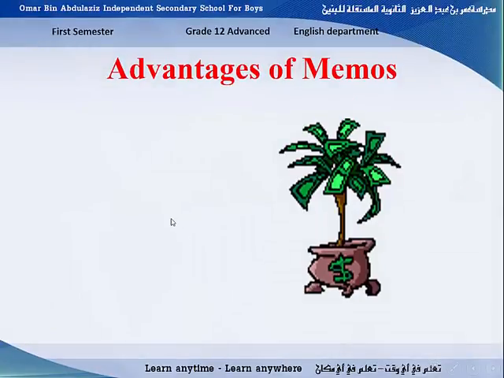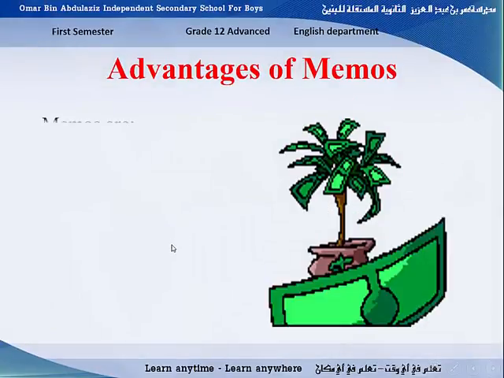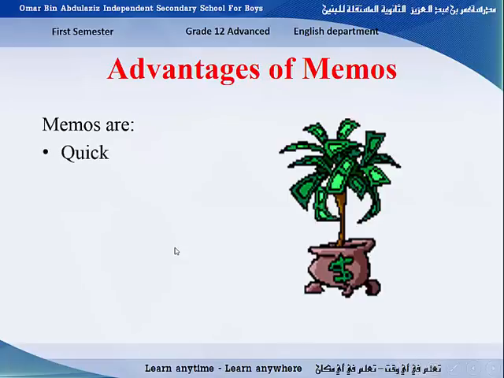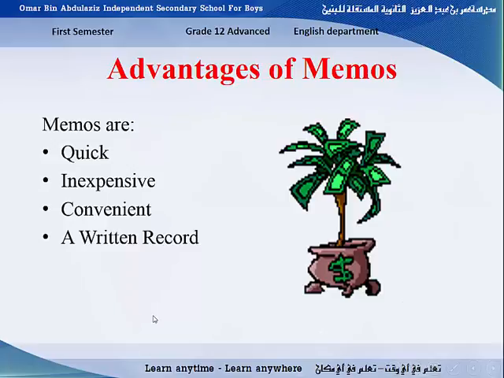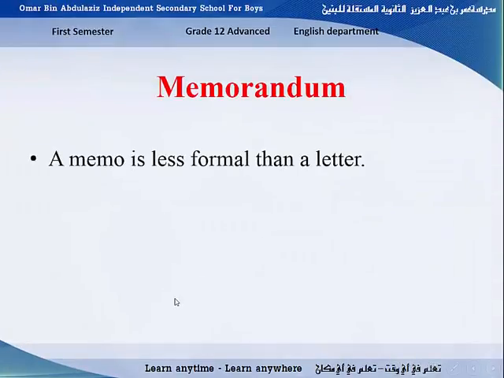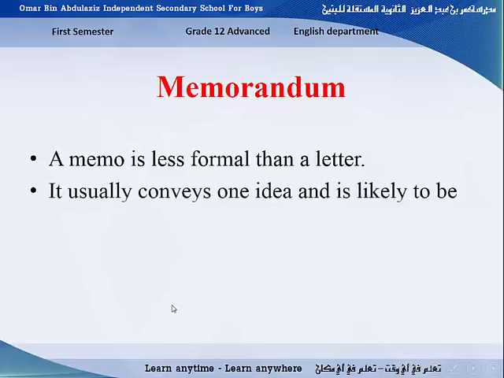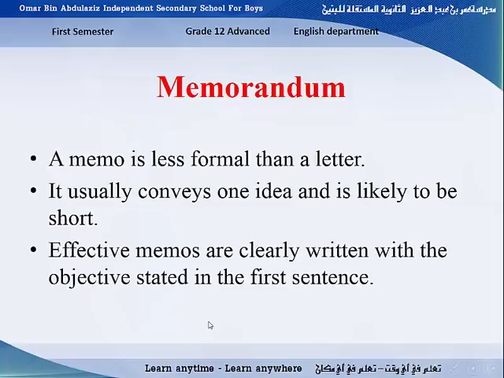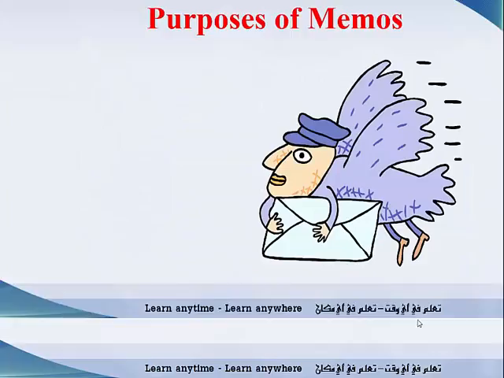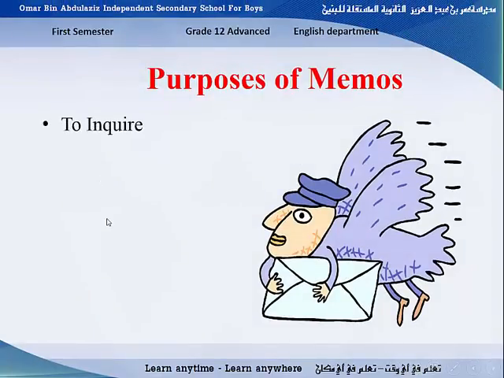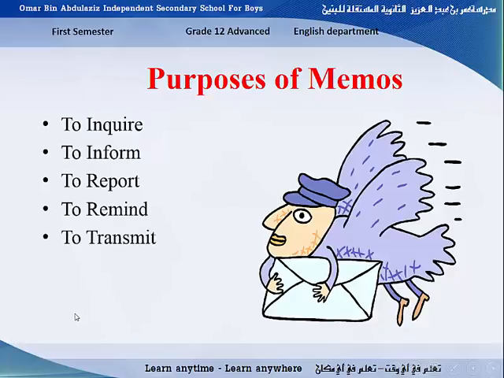Advantages of the memos. Memos are quick, inexpensive, convenient. A written record. Memorandum. A memo is less formal than a letter, so we call it semi-formal. It usually conveys one idea. It's likely to be short. Effective memos are clearly written with the object stated in the first sentence. What's the purpose of the memo? To inquire, to inform, to report, to remind, to transmit, to promote goodwill.